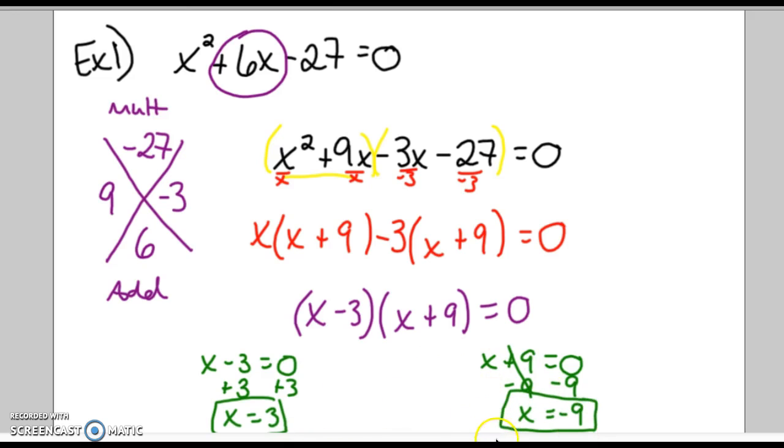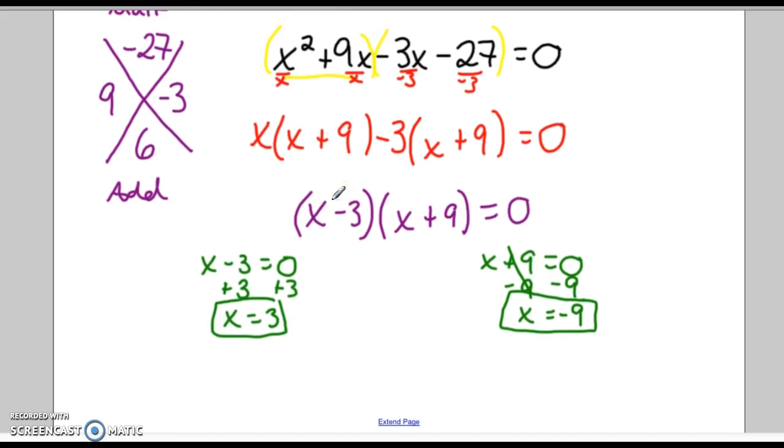Make sure to box both of those answers, because as you see, there's a lot of work here, so your teachers need to see your exact answers. What this means is both 3 and negative 9 are solutions to this equation. That means if I were to plug in 3 to my original equation, it would make the equation true, as well as negative 9. If I was to plug in negative 9, it would make the original equation true.